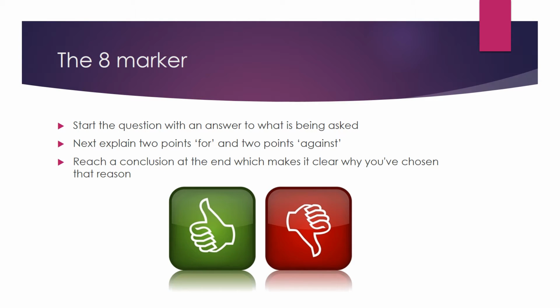The easy way to remember how to do this one is start the question with an answer to what's being asked. So get straight to the point and give the examiner an answer. Next, explain 2 points for and 2 points against. Reach a conclusion at the end that shows which side you've chosen. Again, remember to use point, evidence and explain to do that.